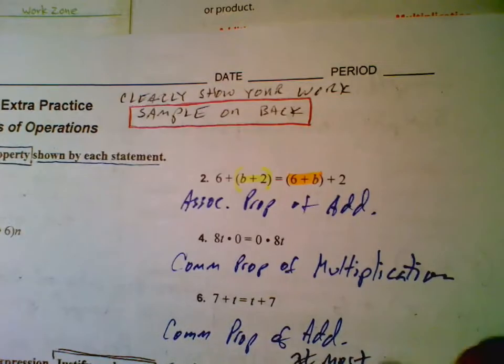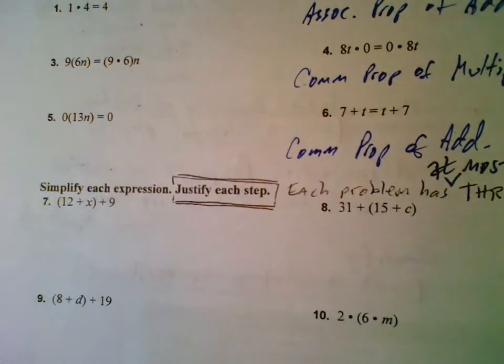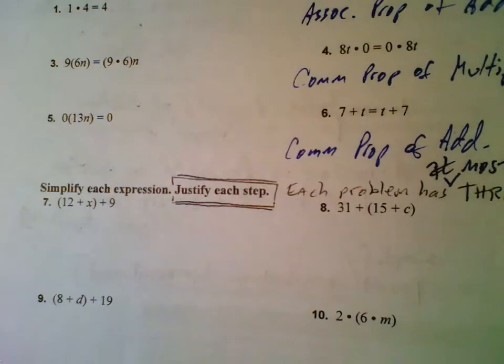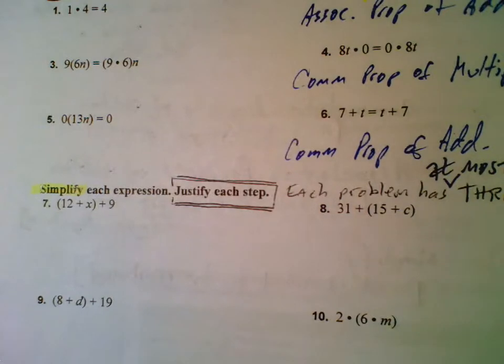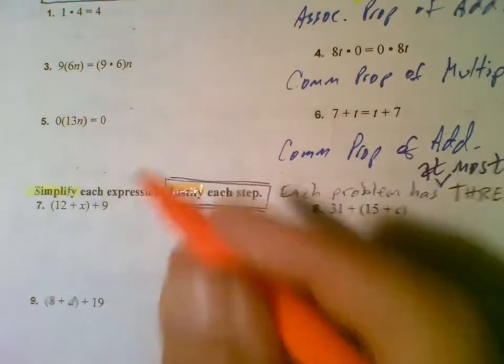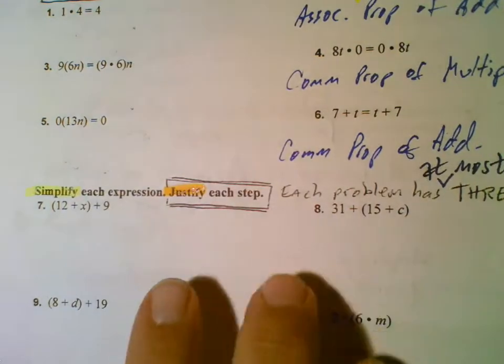So that's all you do. You just had to name things. Now down here, simplify each expression. So that's one thing I have to do. Justify each step. So these are two different things I have to do.